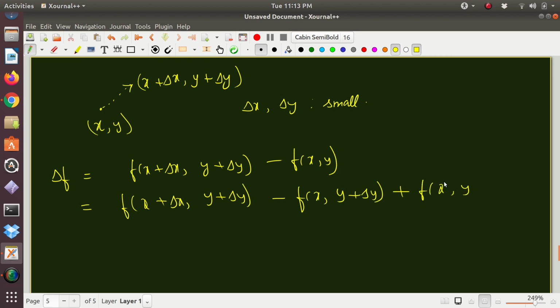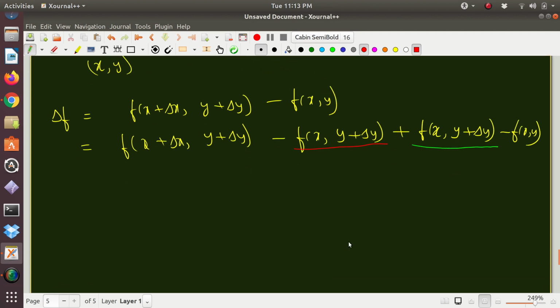So delta f is f of x plus delta x, y plus delta y minus f of x, y plus delta y, plus f of x, y plus delta y minus f of x, y. If you look at it, I am essentially adding and subtracting the same term, so we are not changing the expression in any sense. Okay, so now let's go back to our derivation.